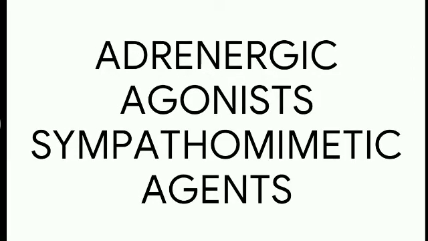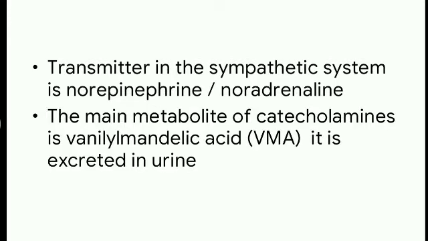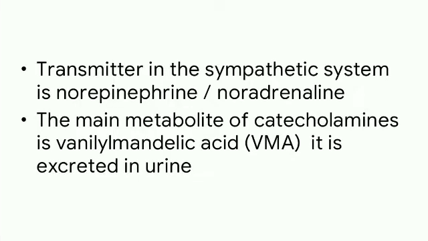So, to activate this system, we need a neurotransmitter. The important major neurotransmitter in the sympathetic system is noradrenaline. It is also called norepinephrine, which is released from the medulla. The main metabolite of noradrenaline is vanillyl mandelic acid. It is excreted in the urine.